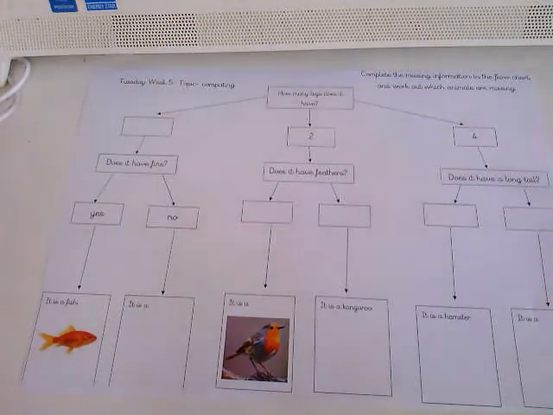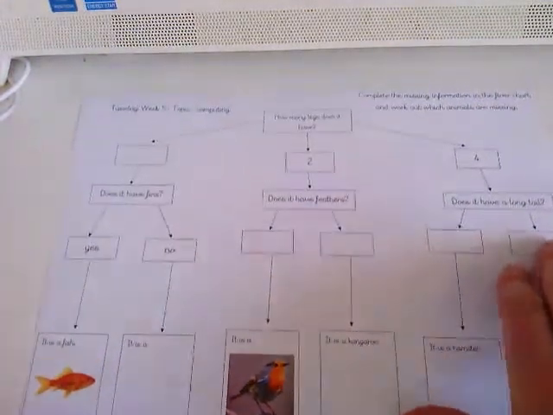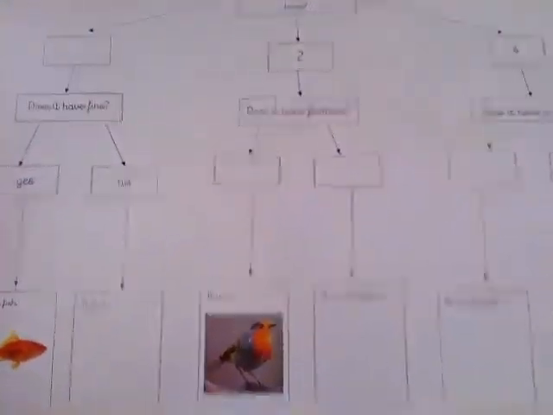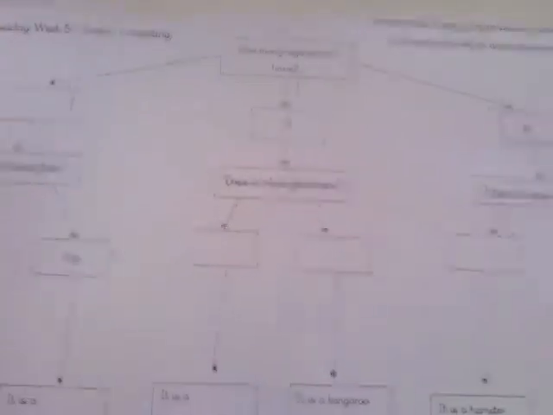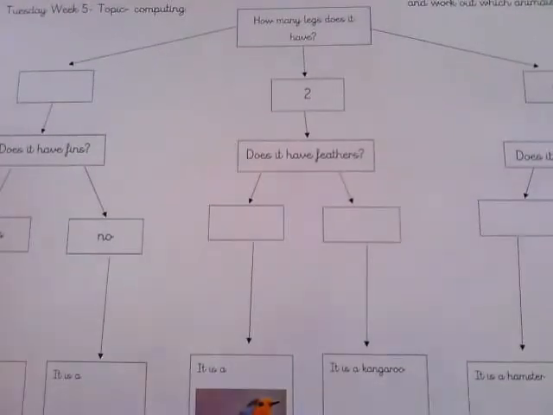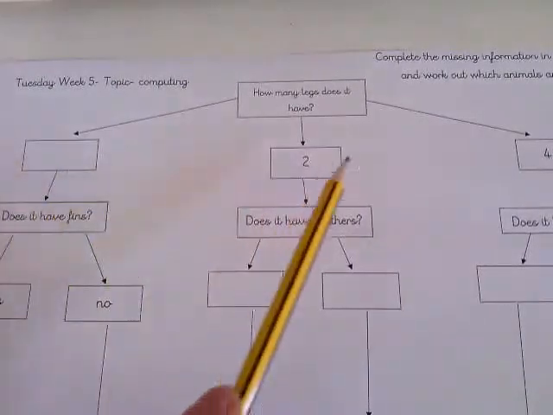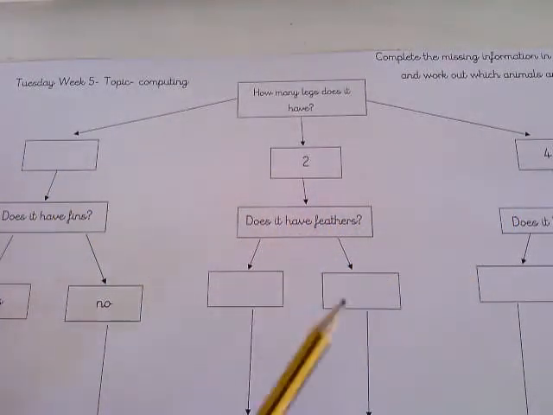This afternoon in topic we're learning about flowcharts. So here we have a flowchart that we need to finish together, and it's a flowchart about animals. So at the top of our flowchart we have a question, and you answer the question to lead you to the next question to find out which animal we're talking about.